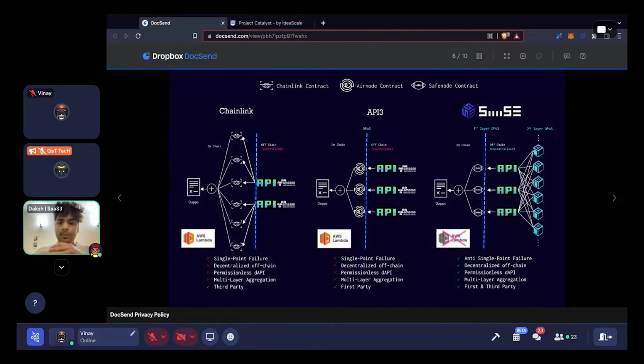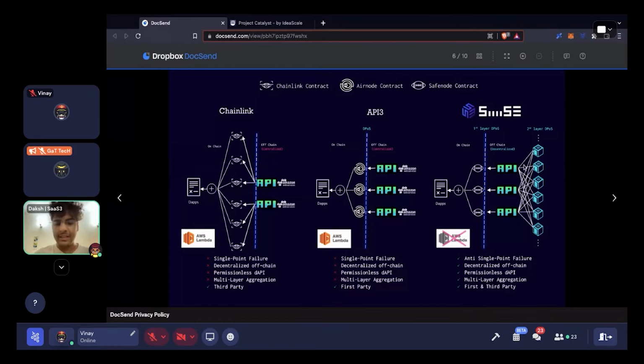So this is our architecture. We have two layers of aggregation. The first layer is a delegated proof of stake, and the second layer is a proof of stake, DPoS again. We are anti single point of failure because we don't host our APIs on centralized servers. We create our own decentralized serverless runtime, as I said. Each request goes to this miner network, and this miner network then uploads the data on the blockchain. Easy. It's decentralized off chain.